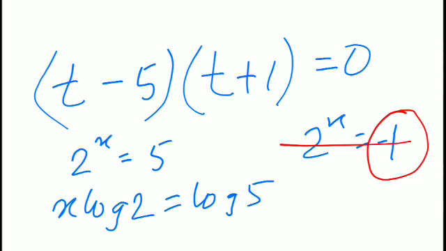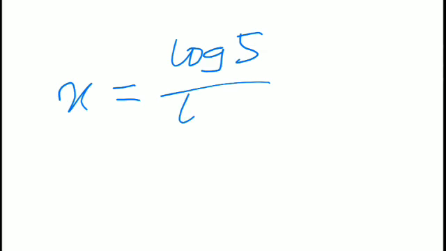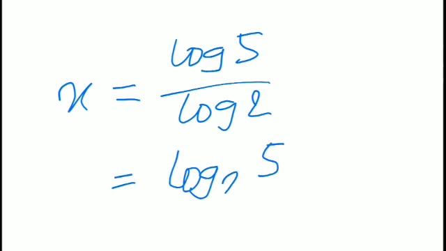Okay, अब मैं क्या करूँगा? x can be written as log 5 by log 2. And if you remember the properties well, this can be written as log 5 base 2. So this is the value of x I have got.